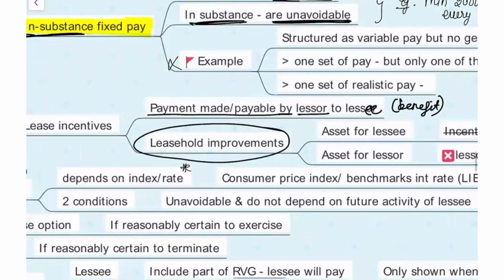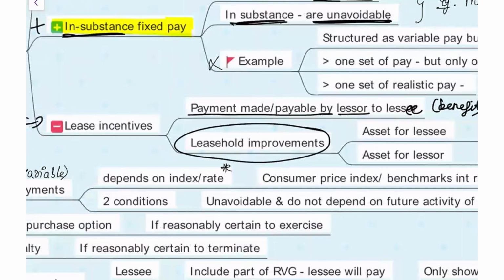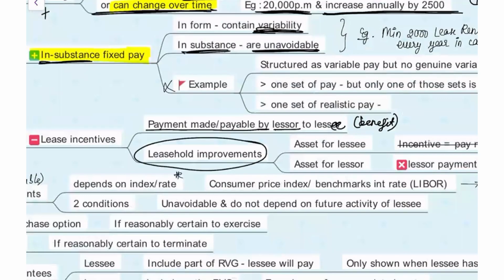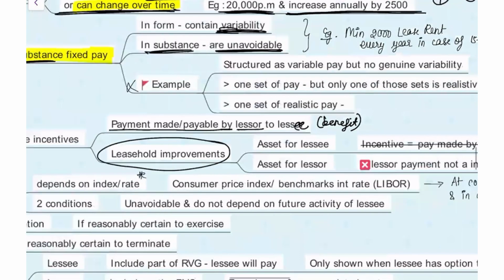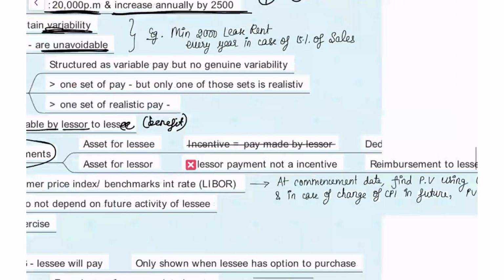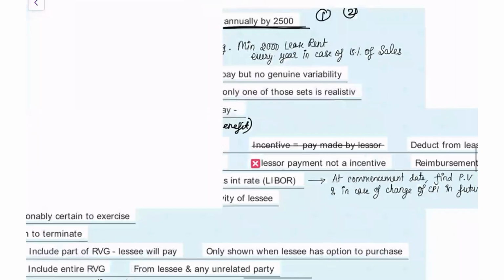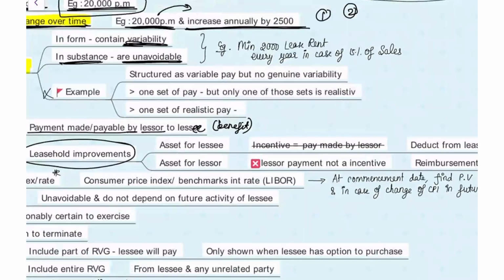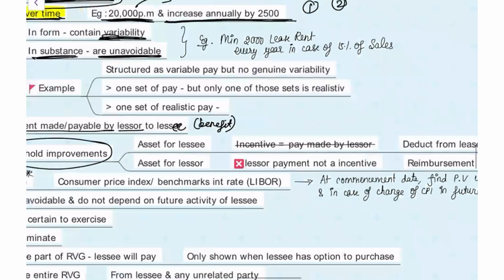Okay. So some leasehold improvement that the lessor can do will form part of your lease incentives, where the lessor is making the payment and the lessee can get the benefit out of it. Okay. So here, whenever such a lease incentive or leasehold improvement is happening, you have to see whether this leasehold improvement is an asset for the lessee or an asset for the lessor. Now, if the seating arrangement is being made and given for the lessee, then it is an asset for whom? It is an asset for the lessee only.